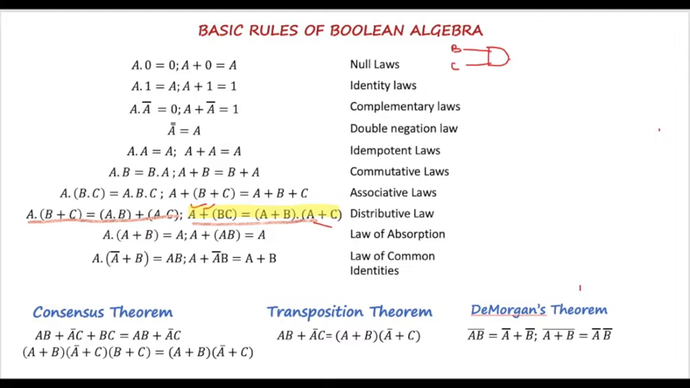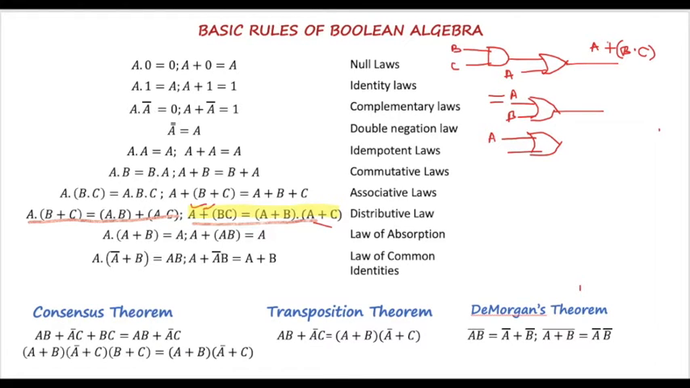B and C ORed with A, which is equal to A plus B dot C, equals A or B ANDed with A or C, and this is equal to A plus B dot A plus C.